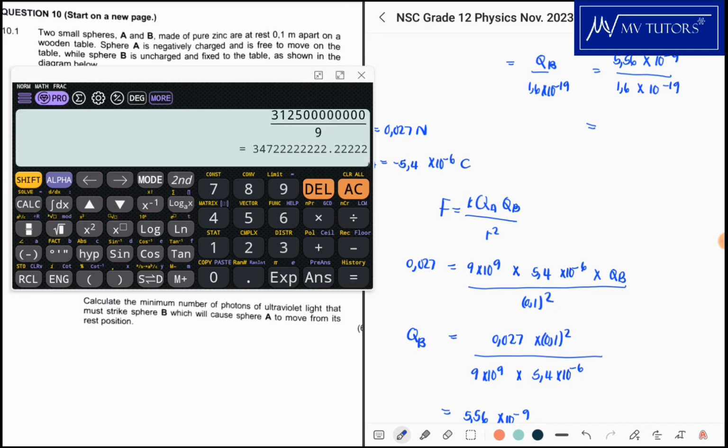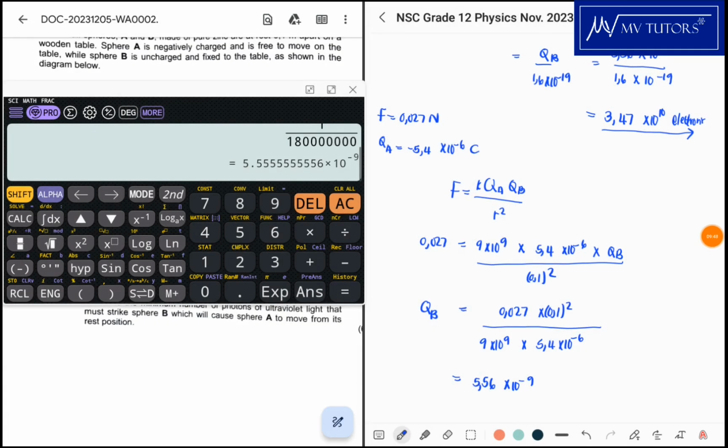Why is it doing this to me? It used to give answers in scientific notation. Okay, so I'm going to say 3,47. And I'm going to count 1, 2, 3, 4, 5, 6, 7, 8, 9, 10. So 3,47 times 10 to the power 10 electrons. Can someone confirm that? Okay, I'm just going to pause and go get my Casio calculator and just confirm.